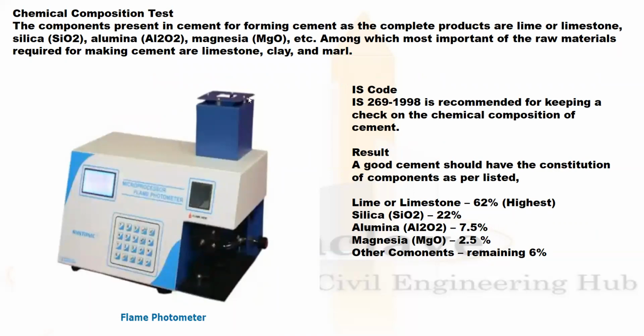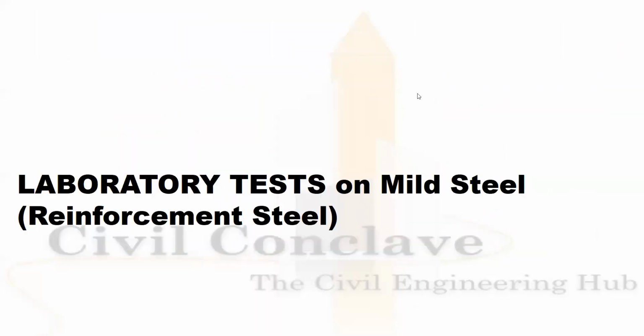Chemical composition. This is to find out how much silica, alumina, magnesia and so on is present, for which we use a flame photometer. The code is IS 269 1998. Result: a good cement will have the following composition. Lime should be 62%, silica 22%, alumina 7.5%, magnesia 2.5%, and other components 6%.